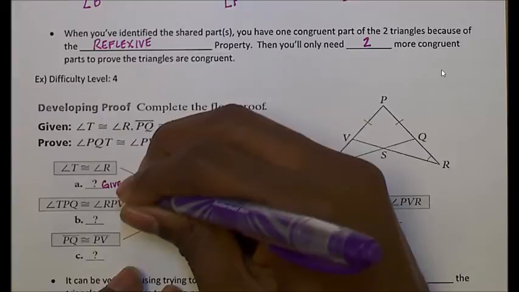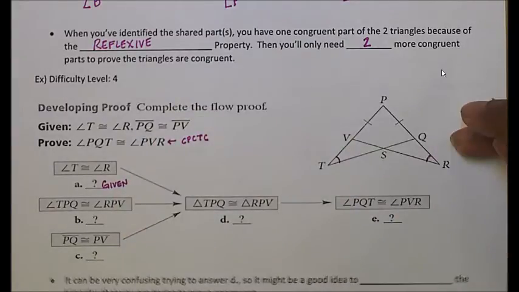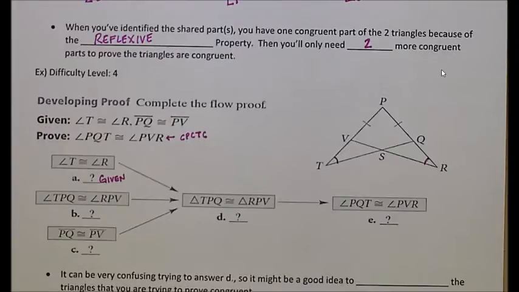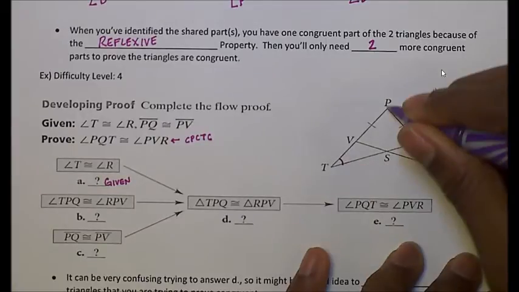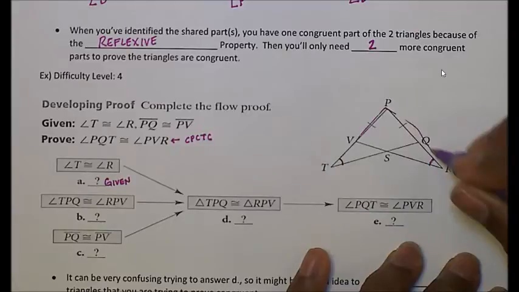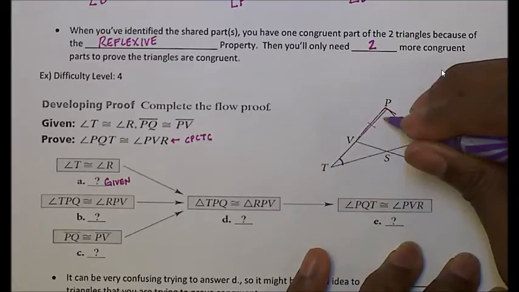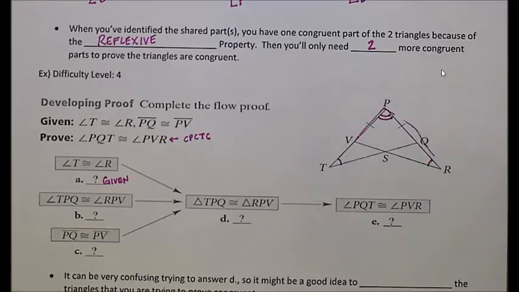And I'll just make sure they have that marked for us. Angle T is congruent to angle R. Angle TPQ is congruent to angle RPV. TPQ, RPV. As you draw over these angles, TPQ, RPV, you can see that. Alright, so I marked that out.